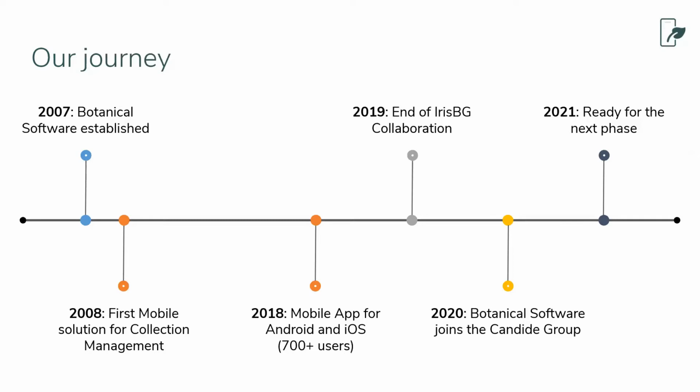So in 2018, we launched our first mobile app on iOS and Android, which is still being used by a reasonably large group in our communities. I think we have about 700 users. And then in 2018, the RSPG collaboration ended, and we joined Candide just around last year. And we're going to talk about that, that's why we're here.